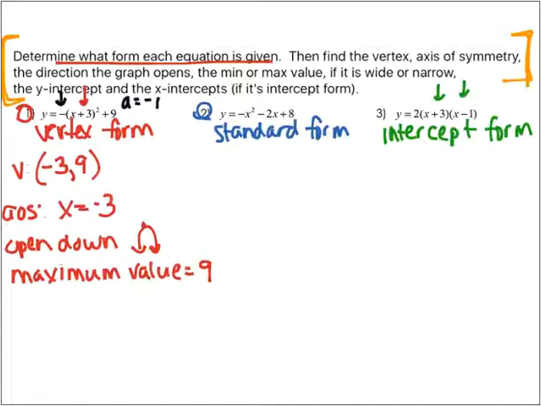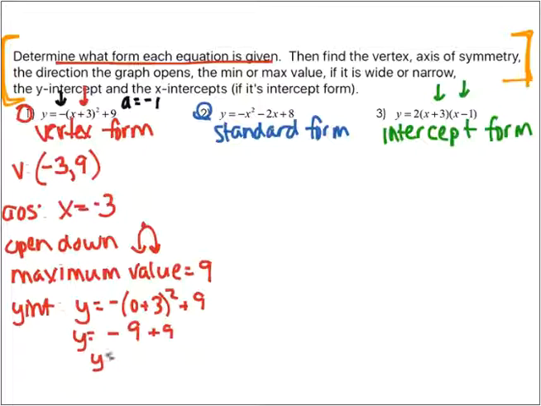The way we find the y-intercept is to plug in 0 for x. So for the y-intercept, I've got y equals -(0 plus 3), all of it squared, plus 9. Do the work. Be careful with the order of operations. 0 plus 3 is 3. 3 times 3 is 9. This is actually going to end up being 0. So the y-intercept is 0. We're going to write that as an ordered pair, so when x is 0, y is 0. And then from there we could plot some points and graph.